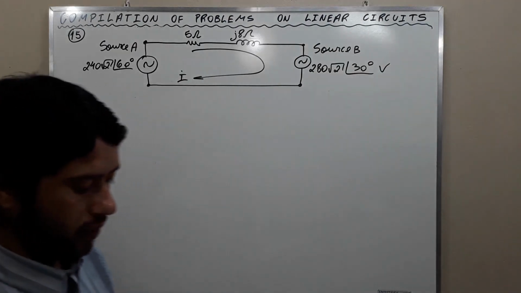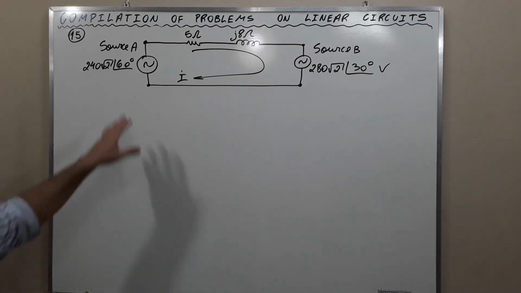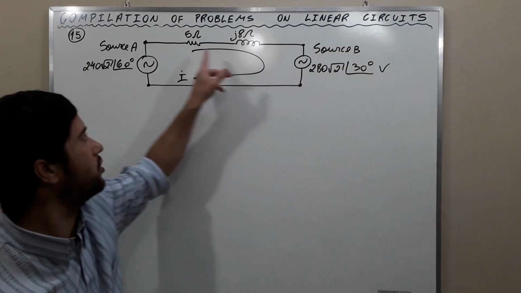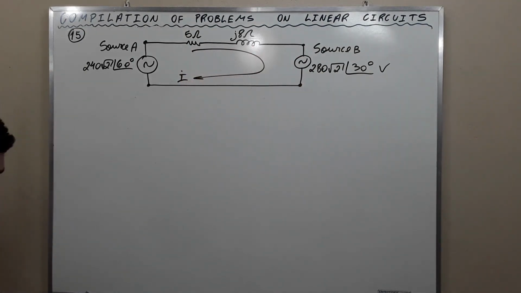Question 15. Determine the power for each element, including the sources, for the circuit shown on the board. There are two power supplies, one resistor and one inductor. Also state whether each element is supplying or consuming energy. Okay, my friends, this is the question. Let's go to the solution.